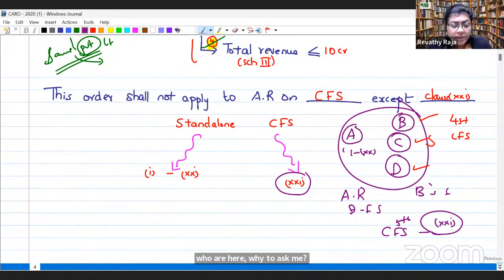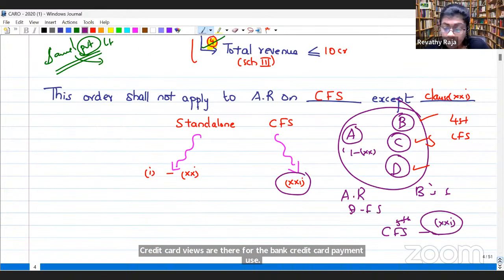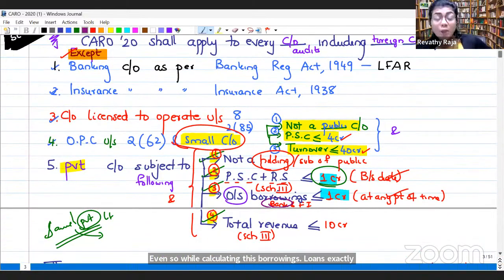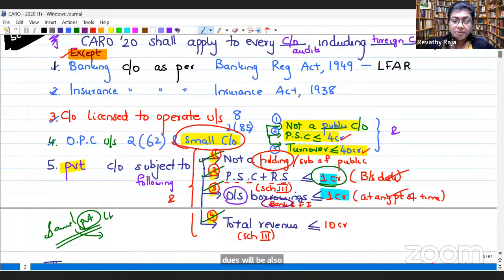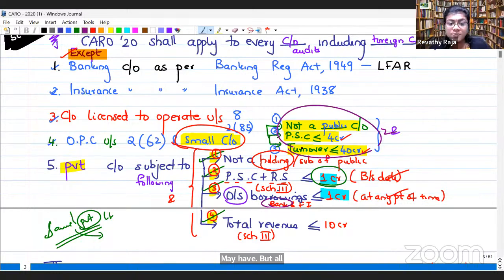Can you repeat credit card? Credit card payment dues are there for the bank. While calculating the loans and borrowings, these dues will also be considered. A small company can have more than 1 crore outstanding borrowing, but all these three conditions should also be satisfied.